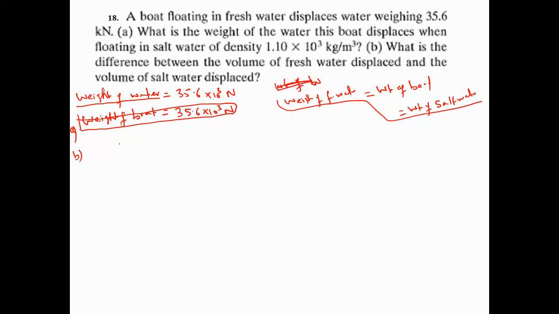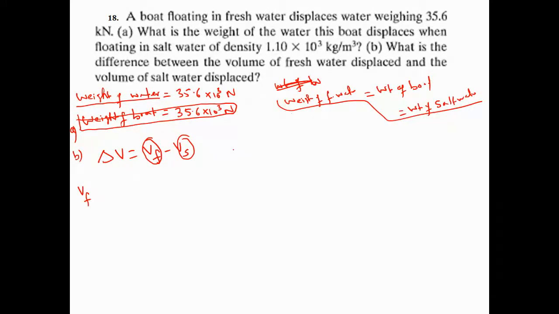We are going to find the difference in volume of fresh water displaced and salt water displaced. So you are going to find the change in volume. What is our change in volume? The volume of the fresh water minus the volume of the salt water. Am I right? Right. So first of all, I'm going to find what the volume for the fresh water should be, and what the volume for the salt water should be. First I'm going to find the volume of the fresh water.